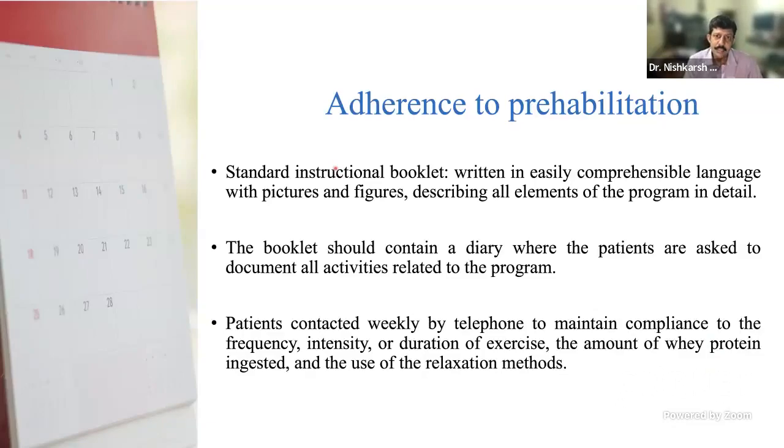The most important thing in prehabilitation is not about starting a protocol, but ensuring patients adhere to it. So we can have standard instructional booklets, written in easy, comprehensible language. They should have figures and pictures which describe the importance of all the elements in detail. Also, there should be a diary where the patient can record whatever activity he or she is doing. And in addition, one of the team members should be contacting the patients by telephone to maintain compliance with the frequency, intensity, or duration of exercise.